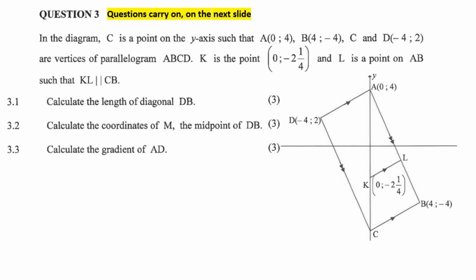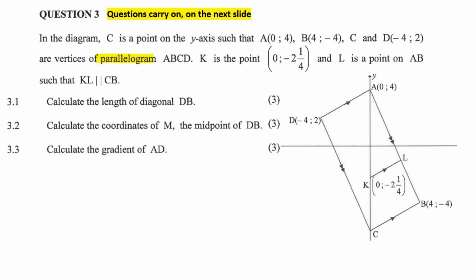So here we go. In the diagram, C is a point on the y-axis, such that A is that, B is that, C is, oh no, they don't give a C, and then D is that. They are a parallelogram. Okay, we might need to know that. So let's just highlight that one.